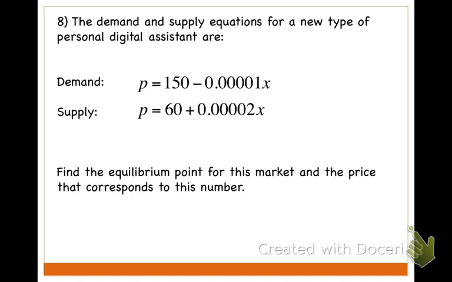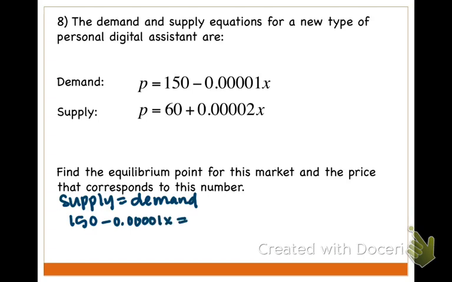And so what we're doing is we're looking for an equilibrium point. An equilibrium point is when your supply and your demand are equal to each other. So that's what we're going to do here. We're going to set supply equal to demand. So I get 150 minus 0.00001x equals 60 plus 0.00002x. And I just want to make sure I'm being really careful with those decimal points that I include all of the zeros.